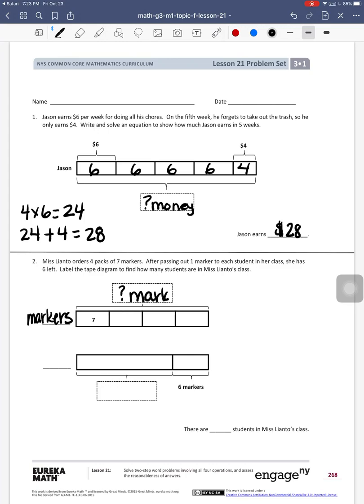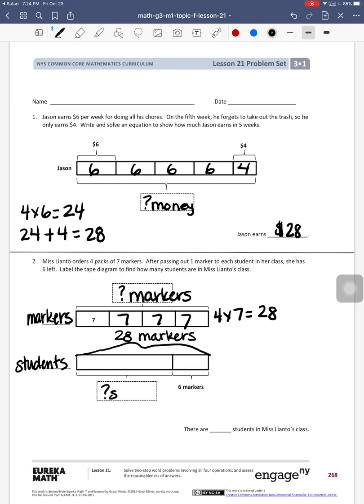We know she had 7 markers in each pack. So 7, 7. That's where we have these 4 groups. And the 7 is for how many were in each pack. So 4 times 7 equals 28. So she had 28 markers. So now we have students down here. And then we're going to label this right here 28 markers, because that's how many markers we found out she had. Okay, and we had students down here.